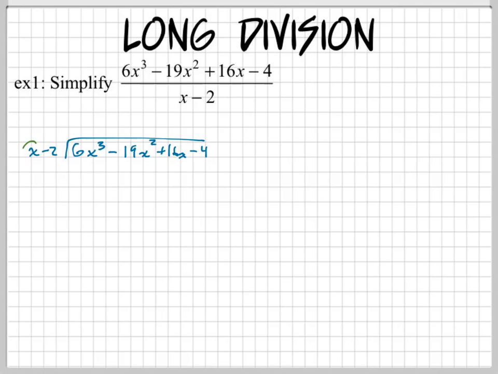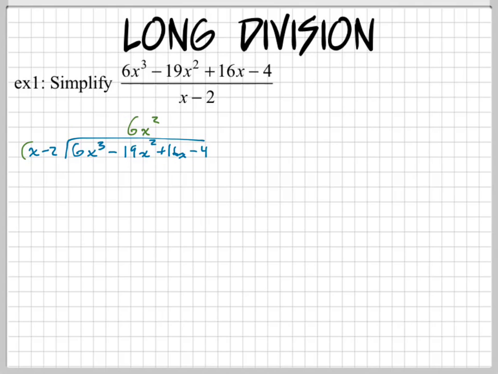So what you do is you look at just the first numbers. Don't concern yourself with the other numbers when you're trying to figure out what goes up here. What times x would give me 6x to the third power? So I'd put a 6x squared right here, and I put it above the x squared. And the reason why I do that is so I know which one I'm supposed to bring down next. And so now what you're supposed to do is take this and multiply it to that so you can subtract it. You guys remember the long division stuff?